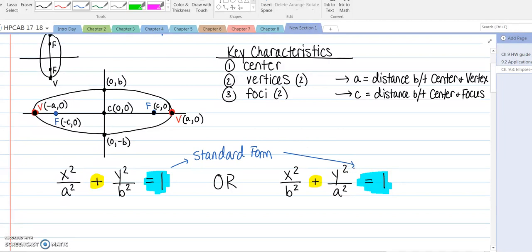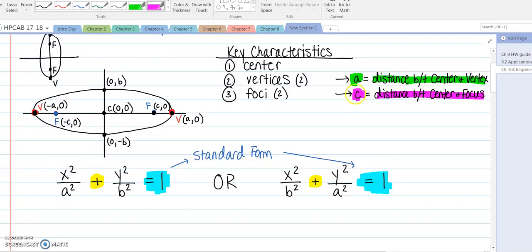Okay, in these formulas, you do see some new variables. A in a parabola had to do with the focus point, but now it doesn't. A is the distance between the center and the vertex. So I call it your vertex distance. Whereas C is going to be your focus distance, the distance from the center to the focus. And you might be asking, well, I don't see a C in here, and that's true.